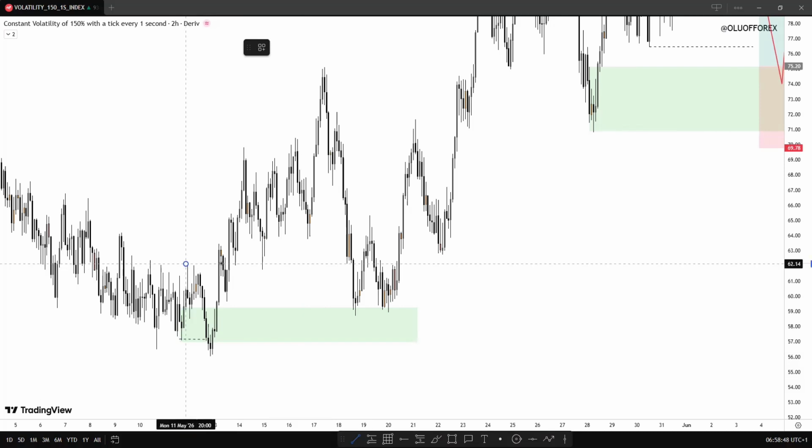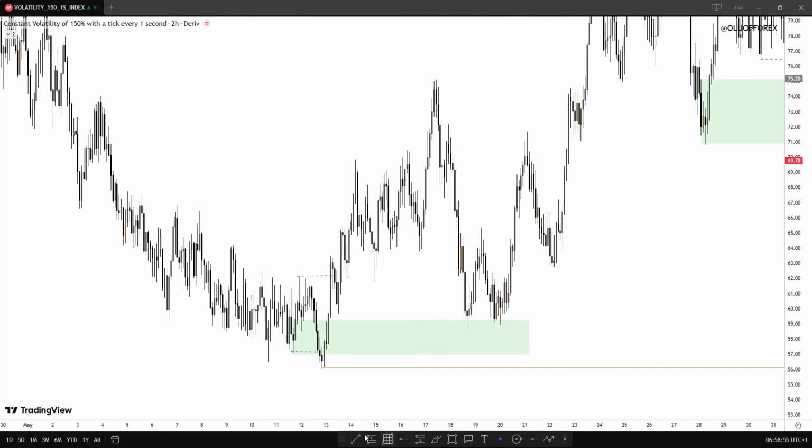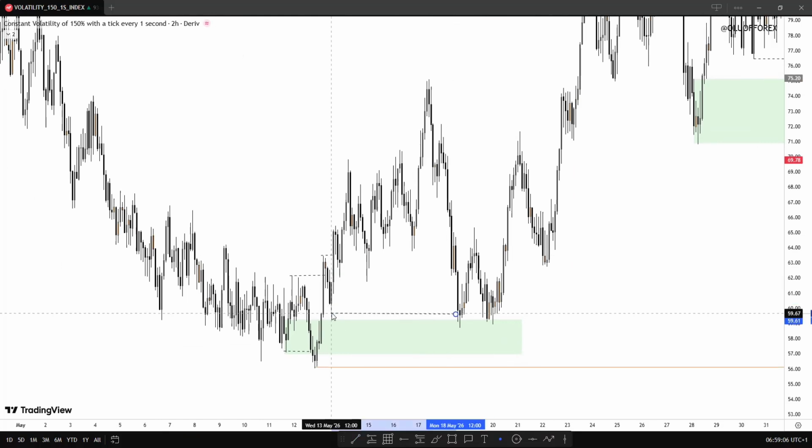Which validated our A. So it works for synthetics and for forex too. We had a break of structure again, which validated our B. Now look at what happened. Price did not stop here. Price did not come back immediately.